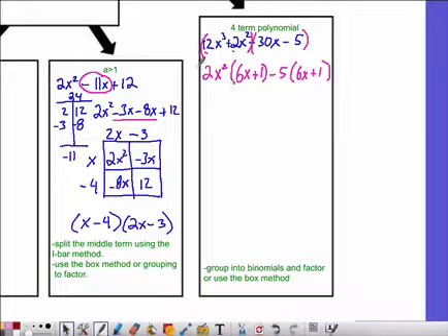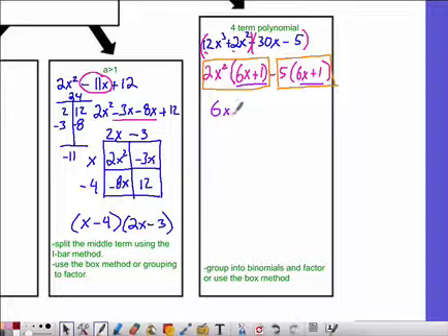So now this is one term. This whole thing is one term. And this whole thing is one term. So what I'm going to do is I'm going to pull out what matches. Just like here, I can pull out an x out of both of them because they both have it. Well, here I can pull out this 6x plus 1 from both of them. So I'm going to pull out 6x plus 1.